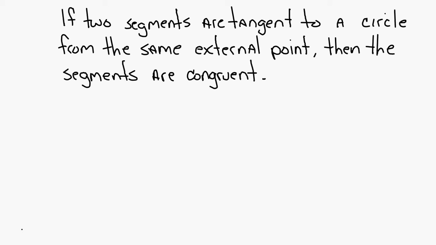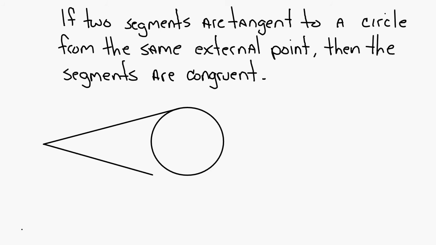So here would be your application. You've got a circle. You've got a segment that's tangent and another segment that's tangent. And they come from the same external point. Both of the segments start at point A, but they're tangent to the circle at two other points, B and C. The theorem says that AB will be congruent to AC.